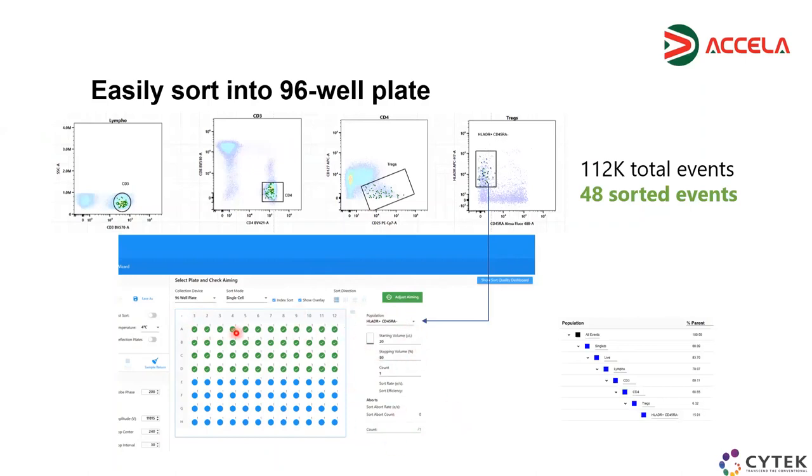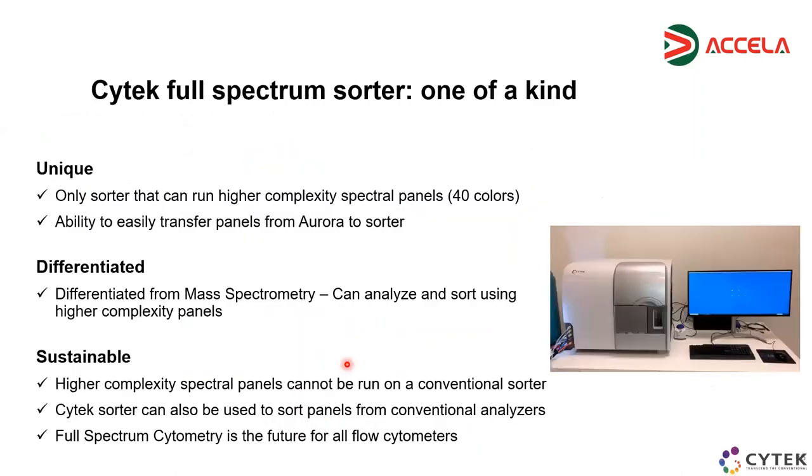So all the conditions: how many plates you want, how many wells you want to fill up, which is your starting mode, single cell in this case, and the collection device, 96 well plate. So it's really straightforward and intuitive to multiplex your single cell collection in 96 well plate. There are really a lot of nice, unique features out of that.